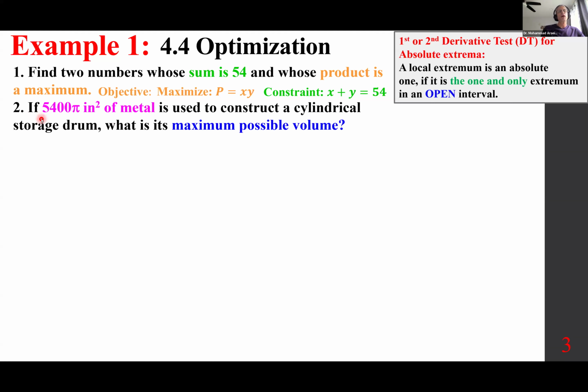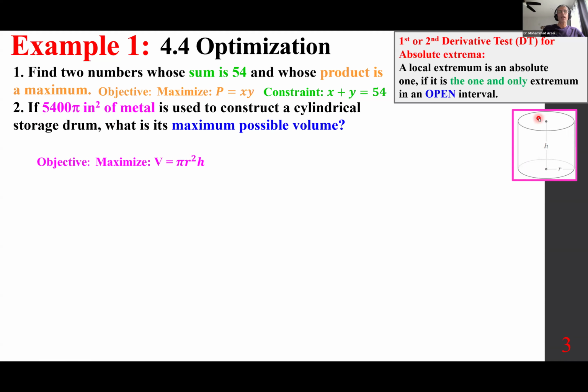If 5400 pi inch squared of metal is used to construct a cylindrical storage drum, what is the maximum possible volume? So you should know the shape. You should know the volume that you want to maximize is pi r squared h. Here's the radius, here's the h. And now the constraint is that this much material, meaning gift wrapping. The area of the base is pi r squared. You have two of them, the top and the bottom are identical.